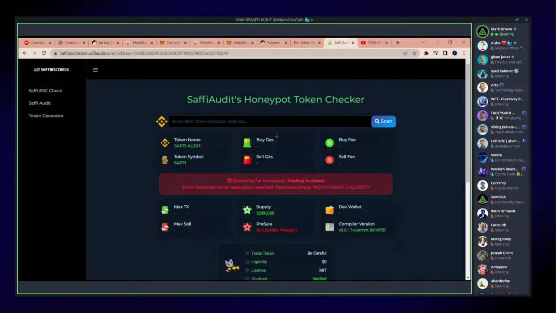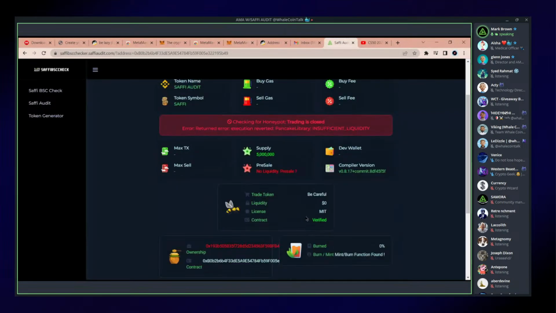About the SafeEye audit checker, I just checked our contracts. It said the trading is closed and insufficient liquidity because we didn't start trading yet. But usually when it's live, it's going to give you the token name, the token symbol, the gas, the maximum and the minimum transactions we have, the supply. It's going to give you the dev wallet. It's going to give you the ownership wallet. It's going to give you everything that people need to know. It's like a small audit going on.